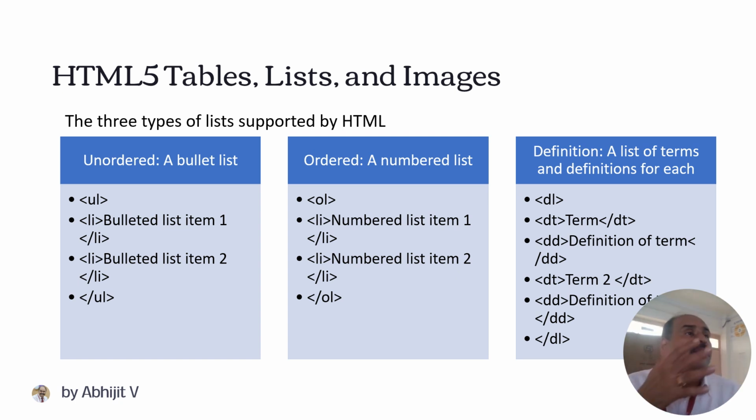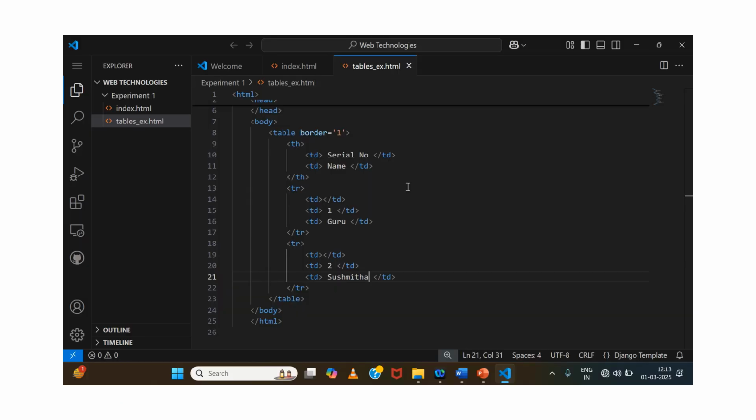The next type of things we need to learn is lists in HTML. We have three types of lists: unordered list, ordered list, and definition list. In the last class we saw how to create a table. Now I'll show you the three different types of lists and how to create lists.